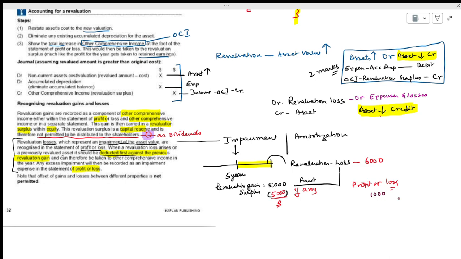Now I will give you another option. Assume you have only a 4,000 revaluation loss. What will you do? You will take 5,000 and deduct 4,000, and still you have a balance of how much? 1,000.